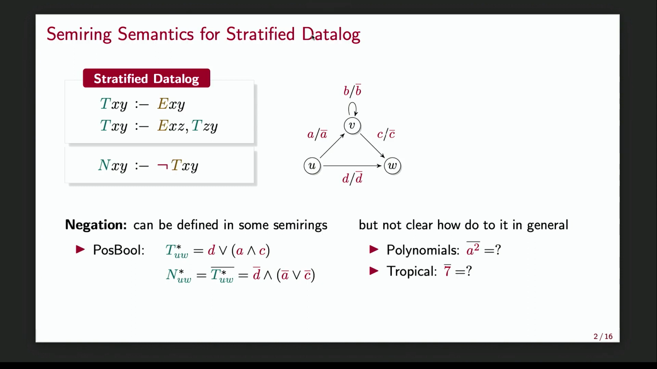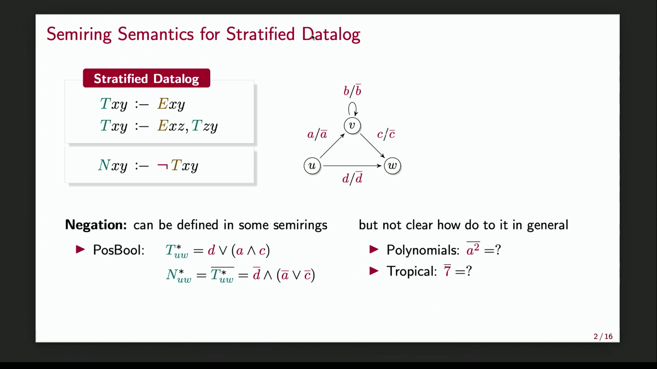For example, in polynomials where we have exponents, it's not really clear what to do with these. And also for a tropical semiring, what is the negation of a cost like 7 or a cost like 0? It depends on the application what would make sense here. It's not so easy to define this in general. But we want a semantics which works for a wider class of semirings and should give the same result as this one here for PosBool.